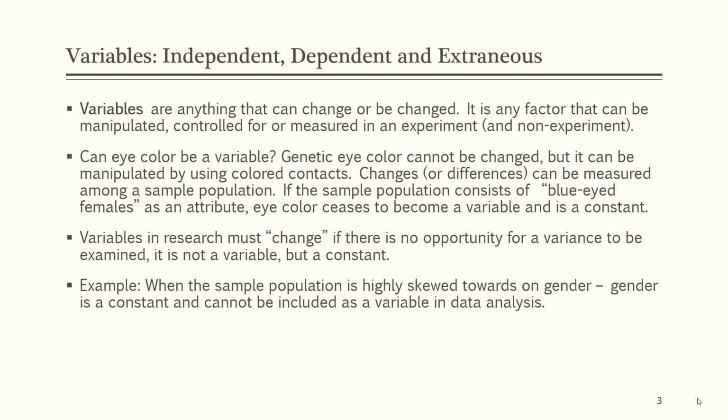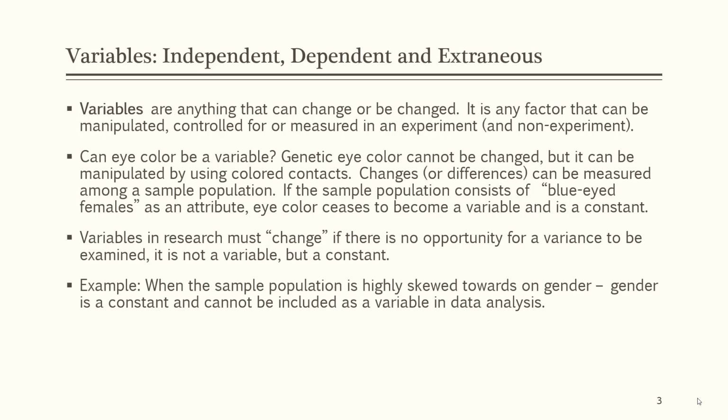So the example I use here is eye color. Can it be a variable? Now, genetically, my eyes are green, so they can't be changed biologically. I can change colors if I wanted to use colored contacts, so I can manipulate it in that way. And I could even engage in some type of experiment by manipulating my eye color and how people react to individuals with green eyes versus how people react to individuals with blue eyes.